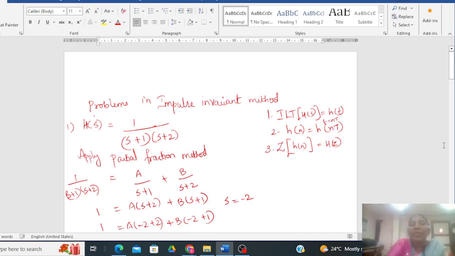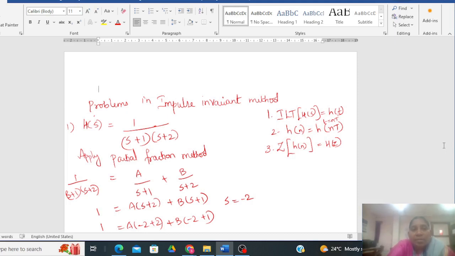first of all we have an analog filter transfer function. The main aim of this impulse invariant method is we need to convert the analog filter transfer function into a digital filter transfer function. That means H of s into H of z. So while you're converting the H of s into H of z, there are so many intermediate steps involved. So that we are going to discuss and solve it in the problem.